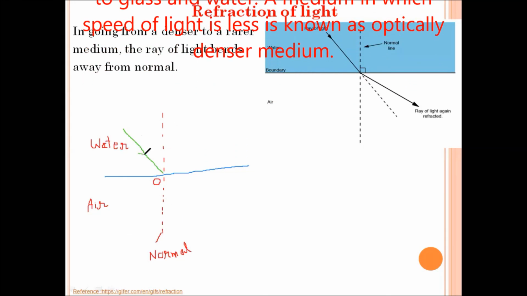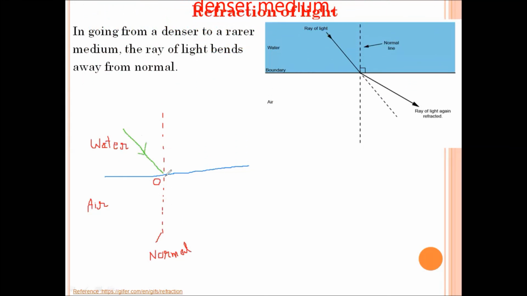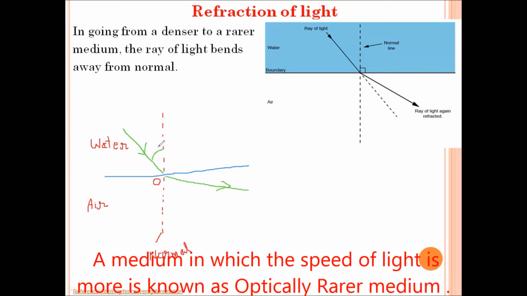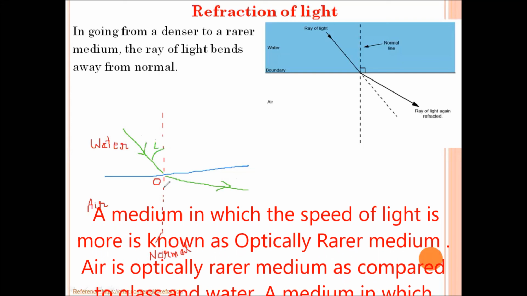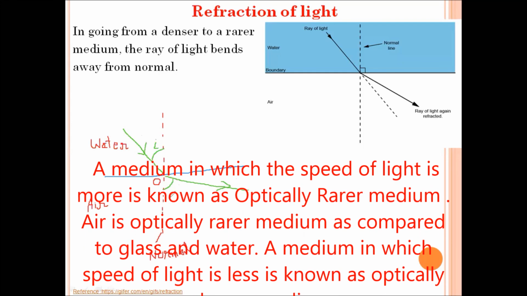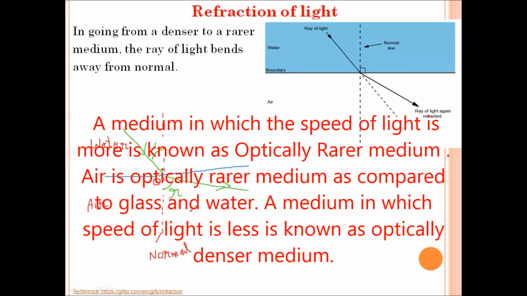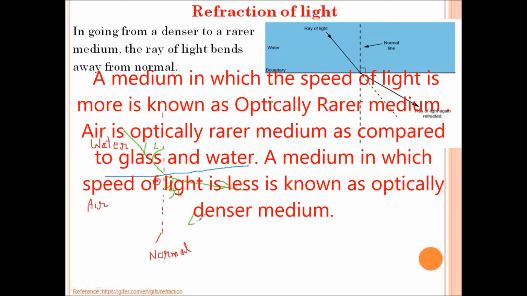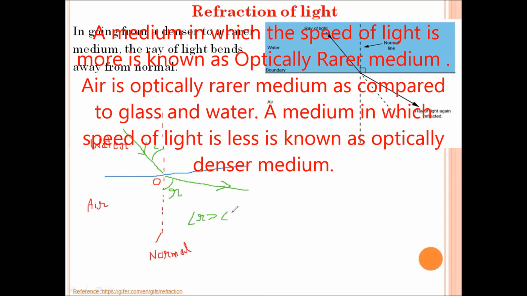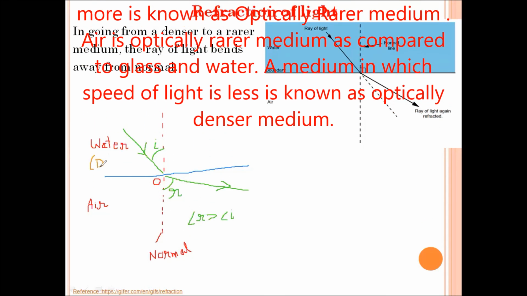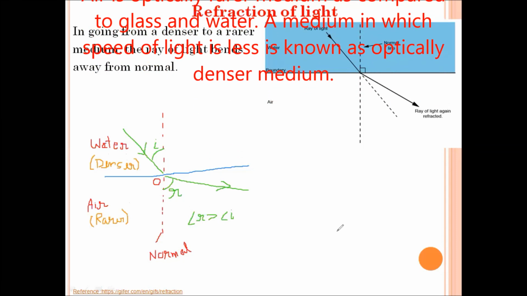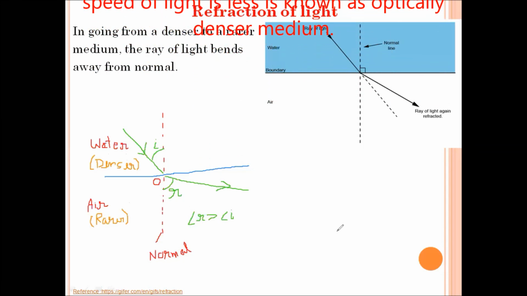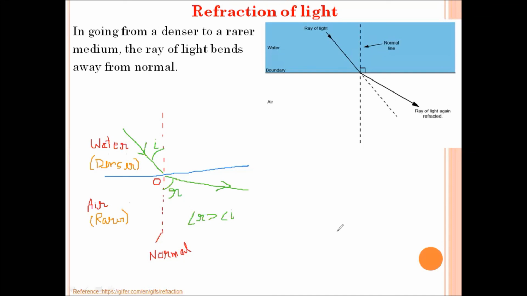And when a ray passes from water to air, then it bends away from the normal. Let this angle be i, that is the angle of incidence, and this angle be r. We can see in this case, angle r is greater than angle i. Water is the denser medium. So we can conclude that whenever a ray of light passes from a denser medium to a rarer medium, then it bends away from the normal.